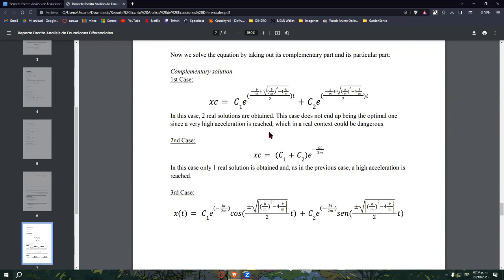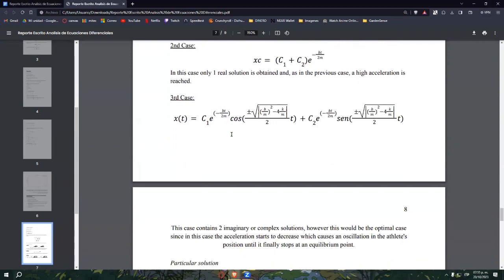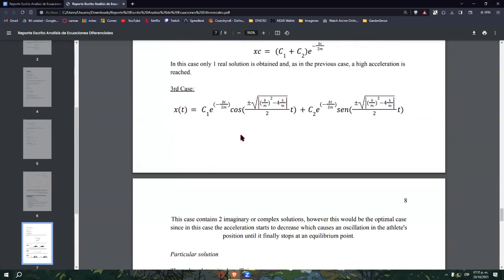In this case, it's not optimal because a high acceleration is reached and the acceleration doesn't decrease. And in a real scenario, this would be very dangerous because the rope could break or we could go to the ground, a lot of things. The second case is basically the same, but only with one real solution. And the third case is actually the optimal case, where we have both imaginary or complex solutions.